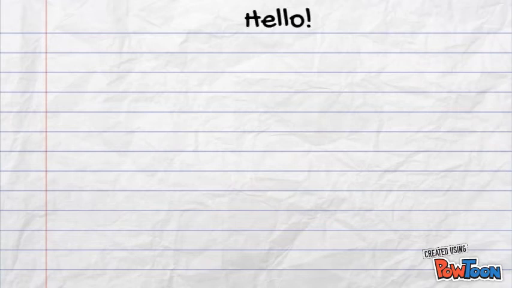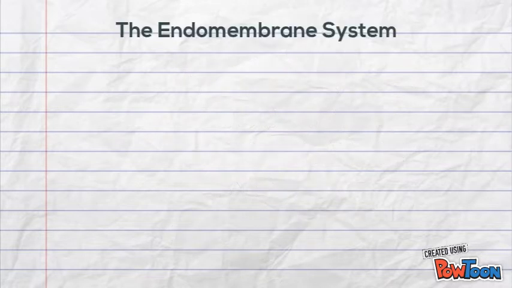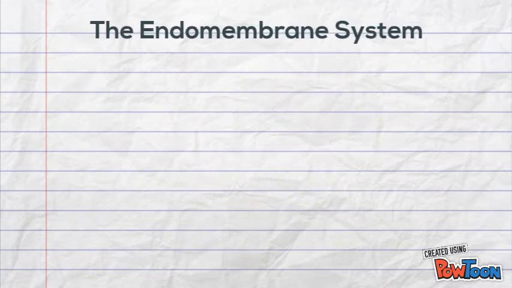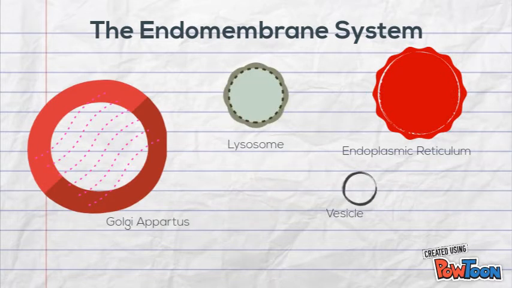Hello, in today's video, we'll be going over protein transport through the endomembrane system. The endomembrane system is composed of different membranes located within the cytoplasm of eukaryotic cells, and it divides and separates the cell into functional units. This system includes organelles such as the ER, the Golgi apparatus, lysosomes, vesicles, and the plasma membrane.